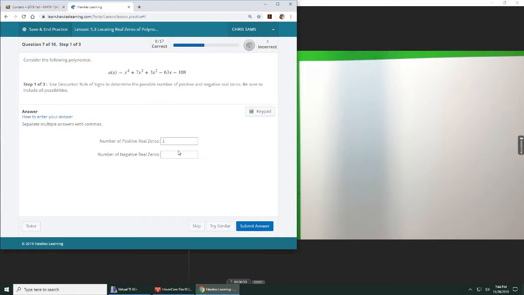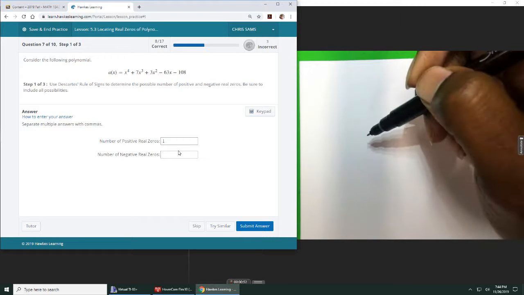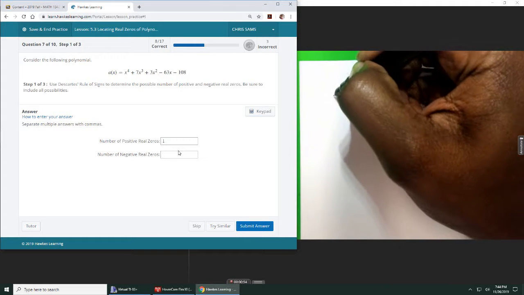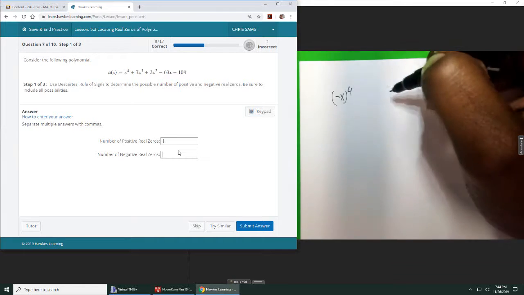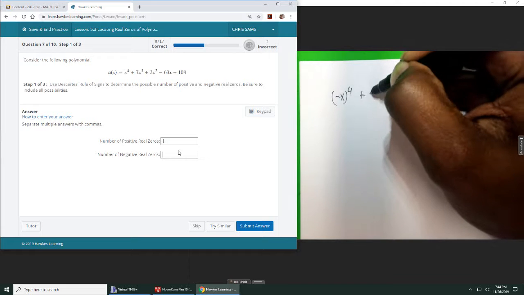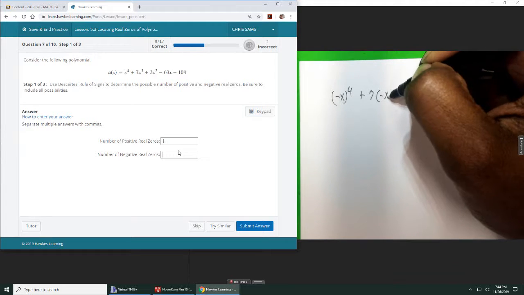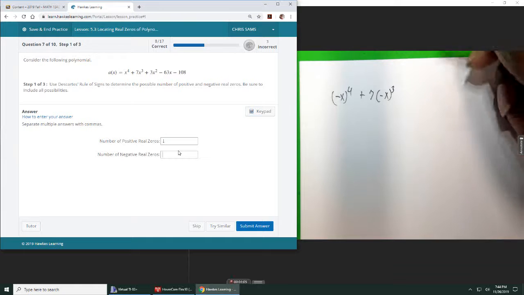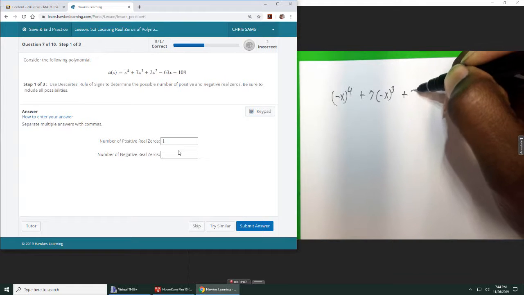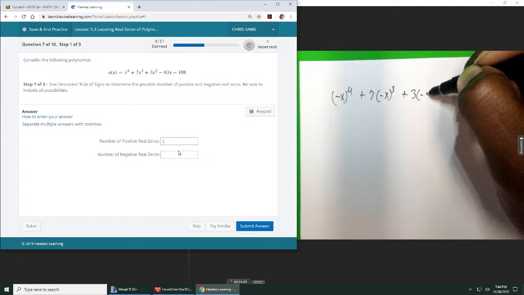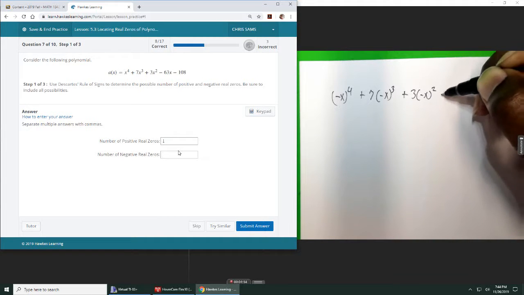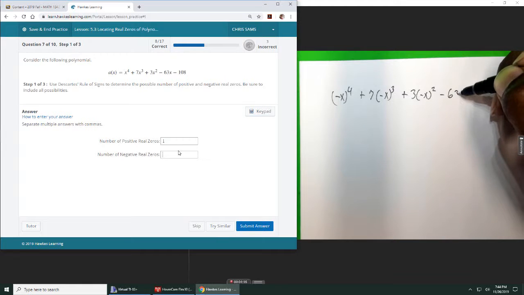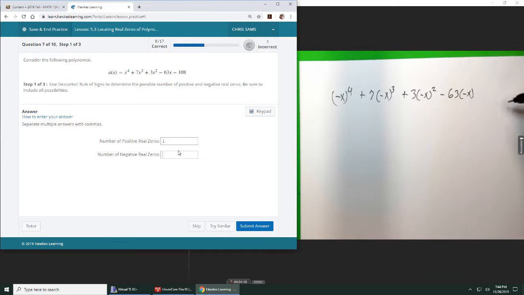Now, when you do the negative, we actually have to plug in negative x's. Okay, so I'm going to take the polynomial, and I'm going to say negative x to the 4th plus 7 negative x to the 3rd. So you're plugging in negative x, therefore you have an x, plus 3 negative x squared, and then minus 63 times negative x, minus 108.